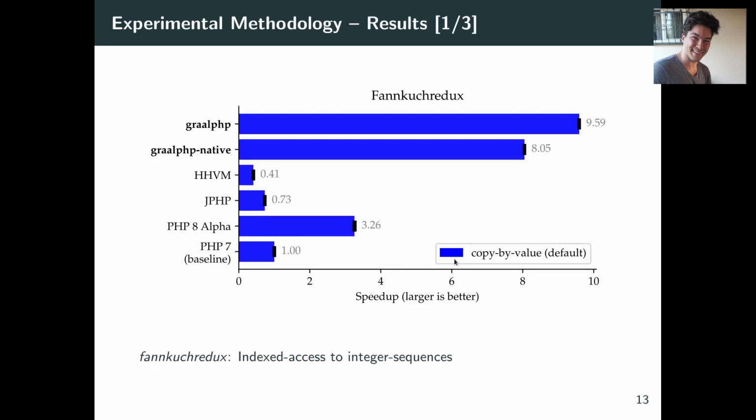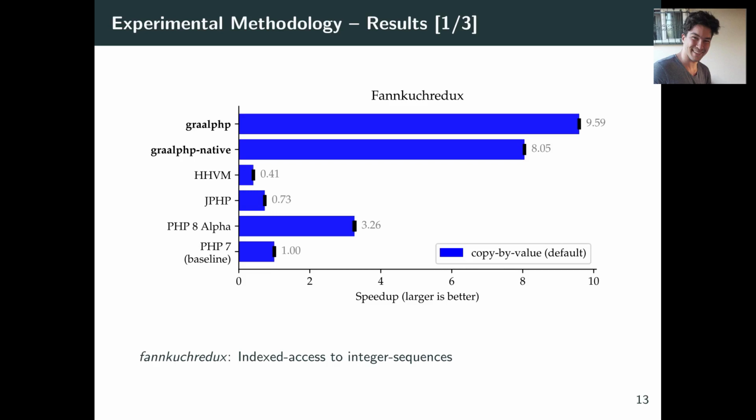So here we see the first benchmark, Pfannkuchen Redux. To describe the axis, we have speed up on X and implementation on Y. Larger is better. We have Zend Engine PHP version 7 as baseline, as well as our implementation. There is a JIT compiler announced for the next version of PHP, PHP 8, so we also compiled their alpha version and included it.